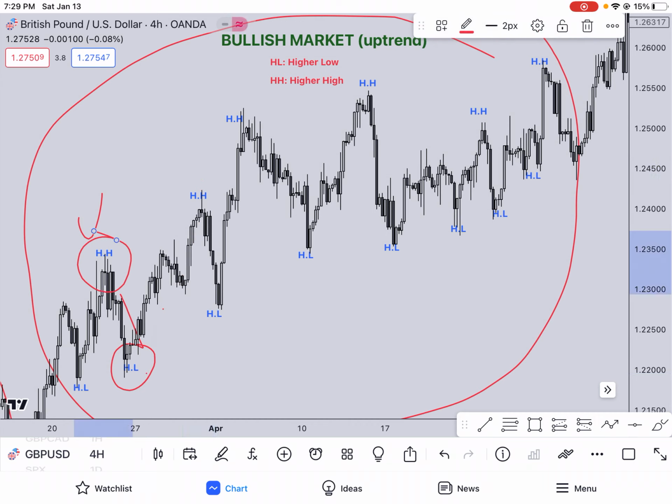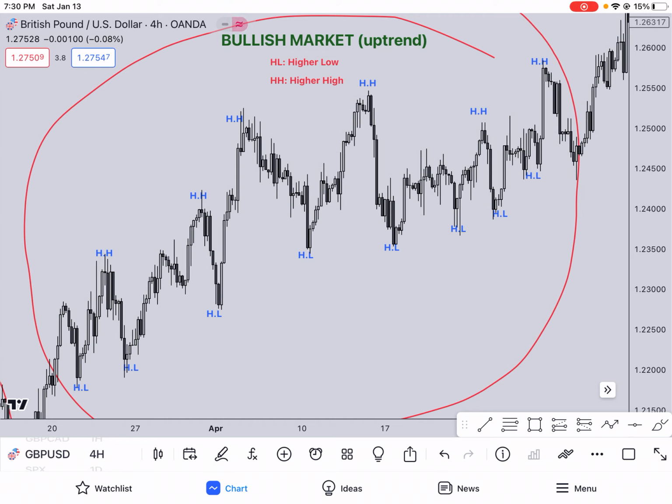Now I think I'll be able to explain what an uptrend is. An uptrend comprises higher highs and higher lows. That's what you see in an uptrend. So how do we trade an uptrend? You buy at the low and then you sell at the high. I'm going to be making a video on that soon.